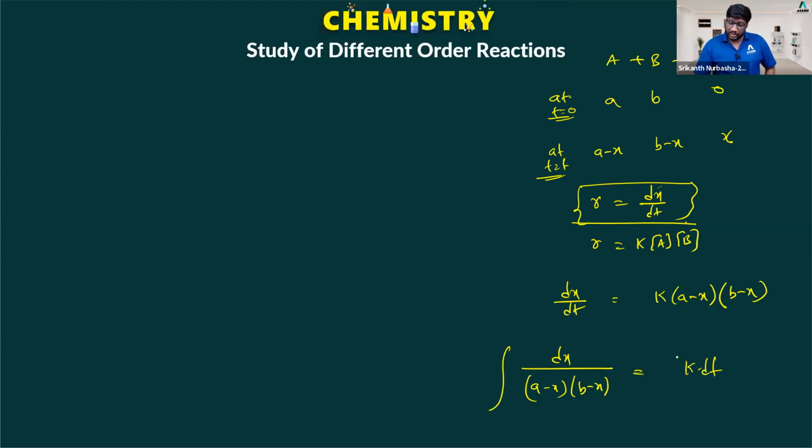Now you do the integration from time t equal to 0 to time t equal to t. Here x is the variable. At time t equal to 0, x is equal to 0, since x is the amount of reactant converted to product. At time t equal to t, x is equal to x at that time. So the integral is 1 by (a minus x)(b minus x). Do you know how to solve it?